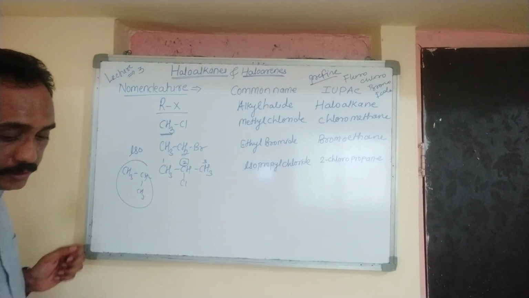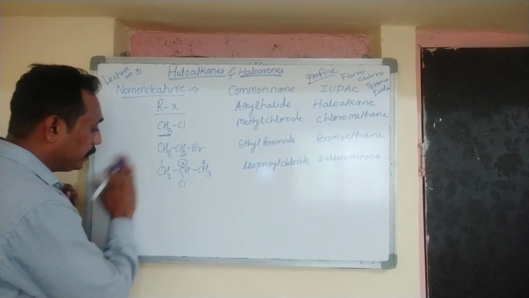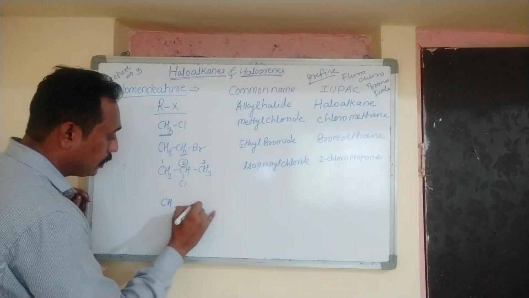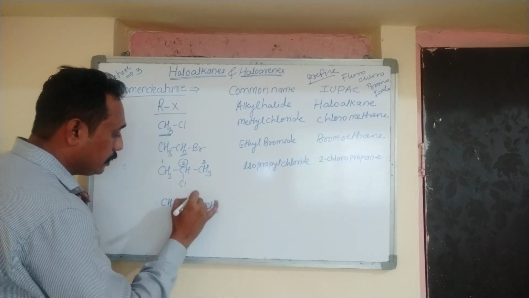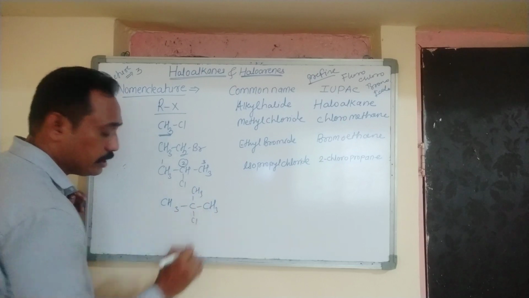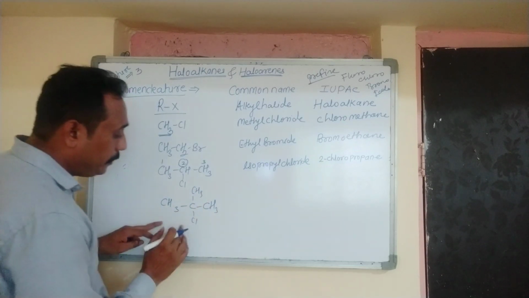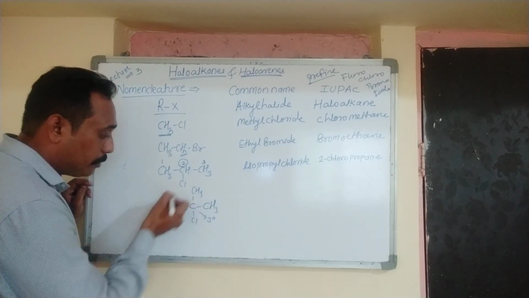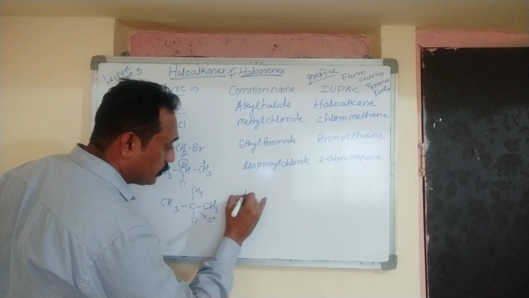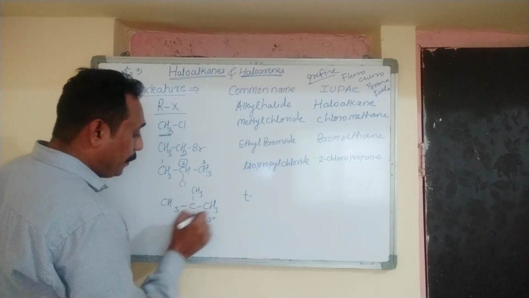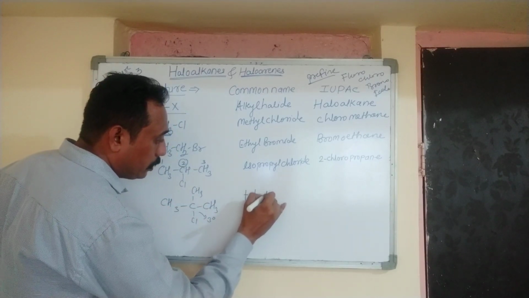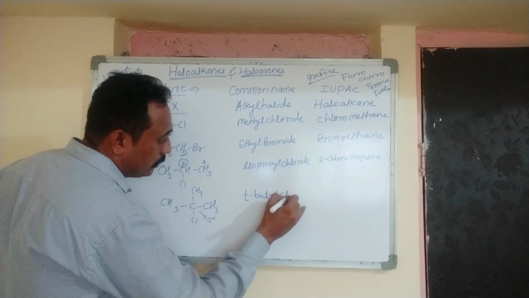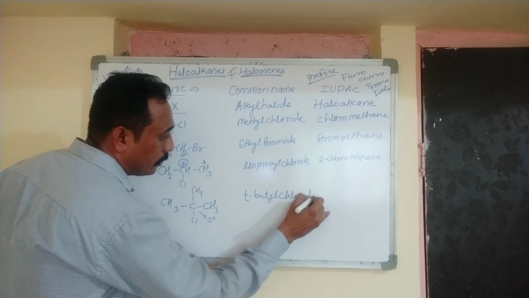Now the next example is CH3, and Cl. In the common system, we know that this carbon is a tertiary carbon, and how many carbons are there? 4 carbons. So that's why tertiary, or t. How many carbons? 4, that's why but. Which alkyl group is there? Butyl group. So that's tertiary butyl chloride, right?